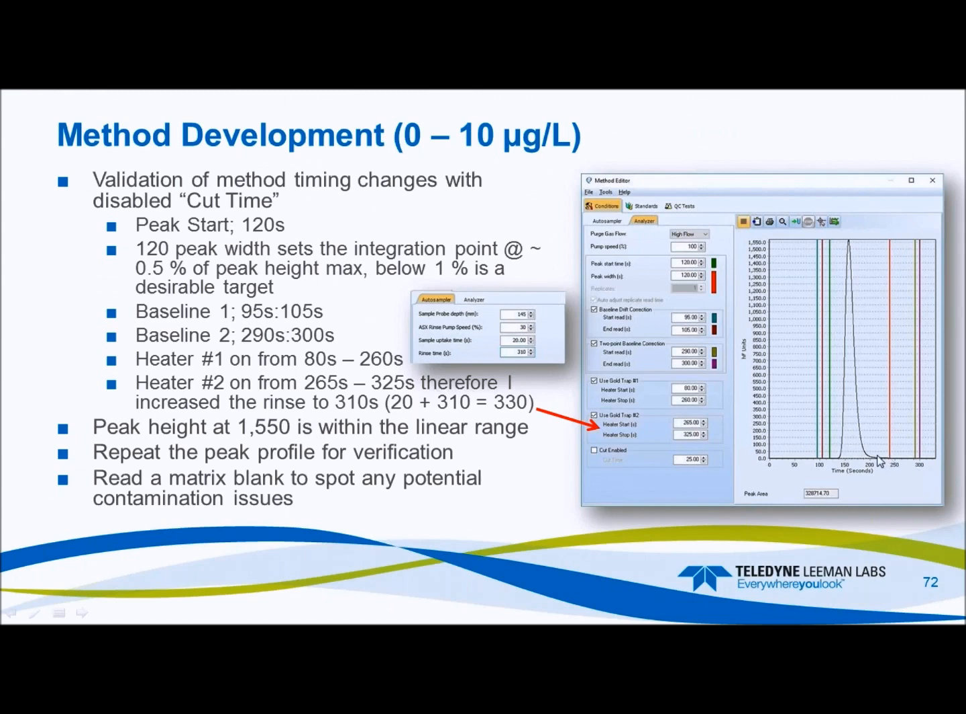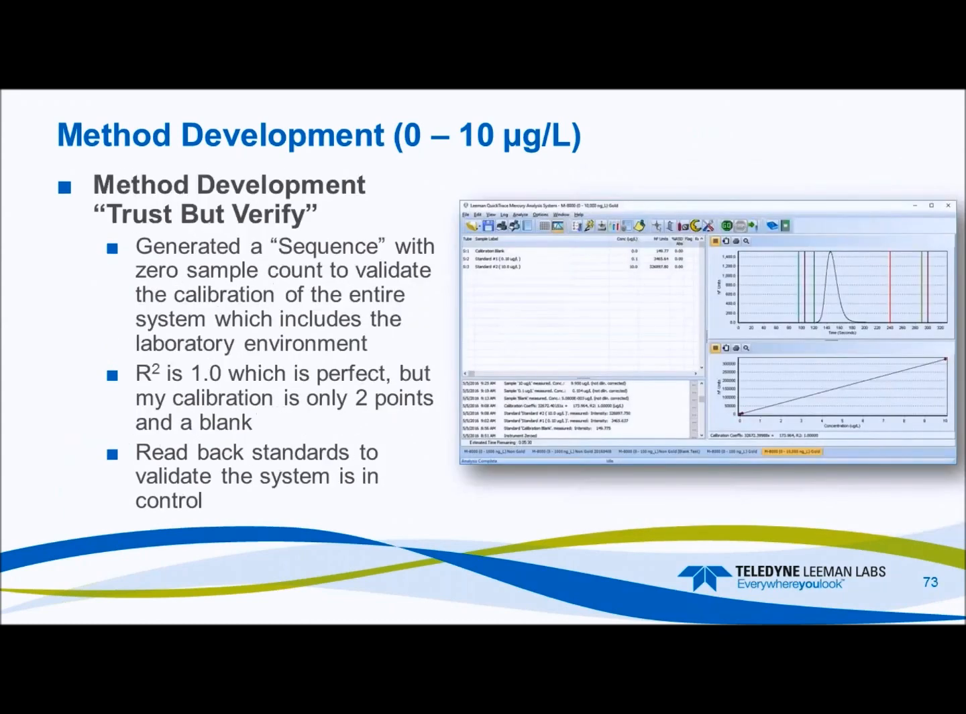And I looked at the baseline, and I added a little bit of time to 310 seconds because 20 plus 310 is 330, and that was my last event. My second gold trap was turning off at 225. So it works really well. It looks like a nice peak. So reducing the PMT seemed to work. So now we have a 0 to 10 calibration. I'm going to enter a sequence.